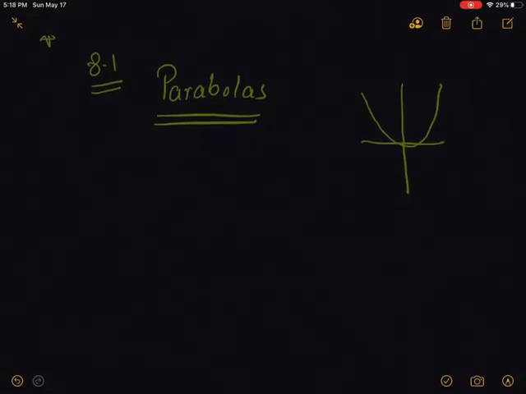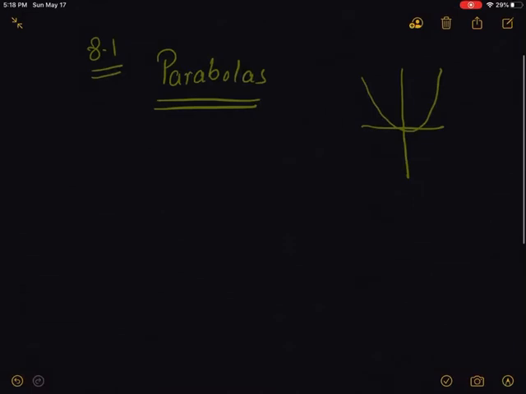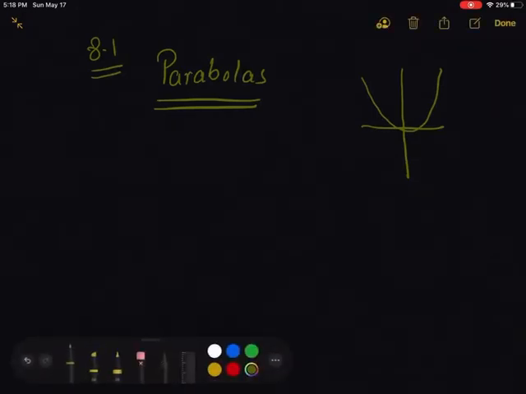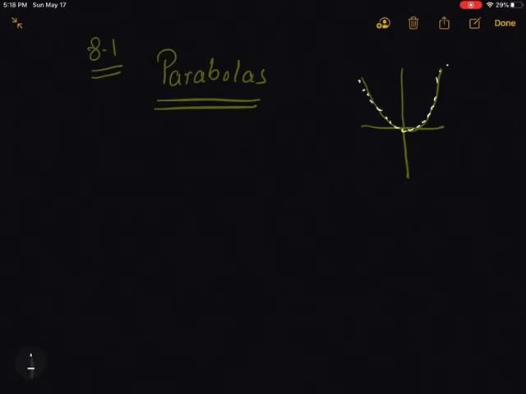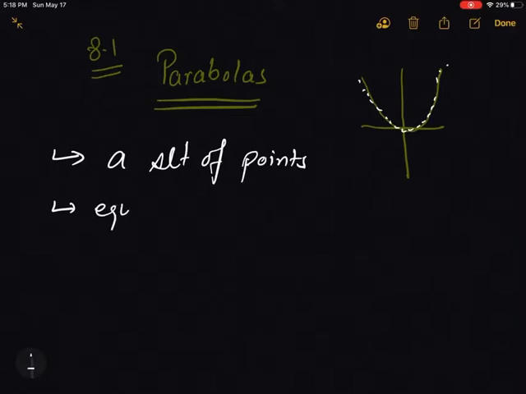So first thing, when I say parabola, what's true about this? Let's just start off with a definition. Basically, a parabola is a set of points, which means on this graph there are multiple points. What's true about all of those points? All of those points are equidistant from two different things.